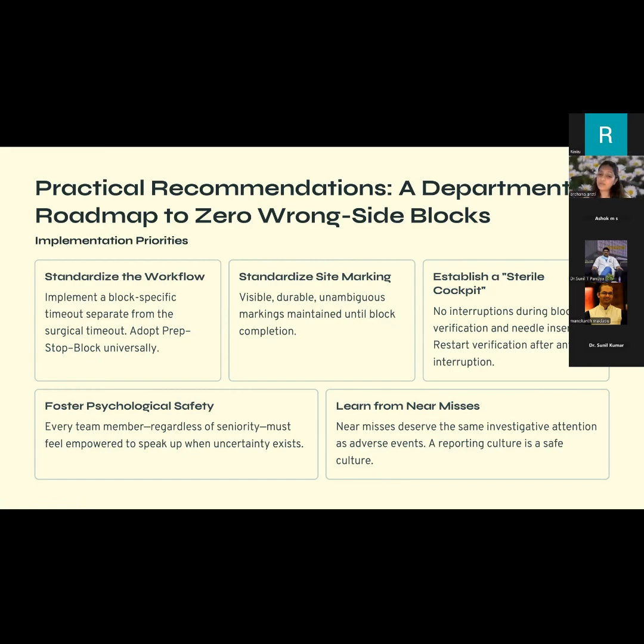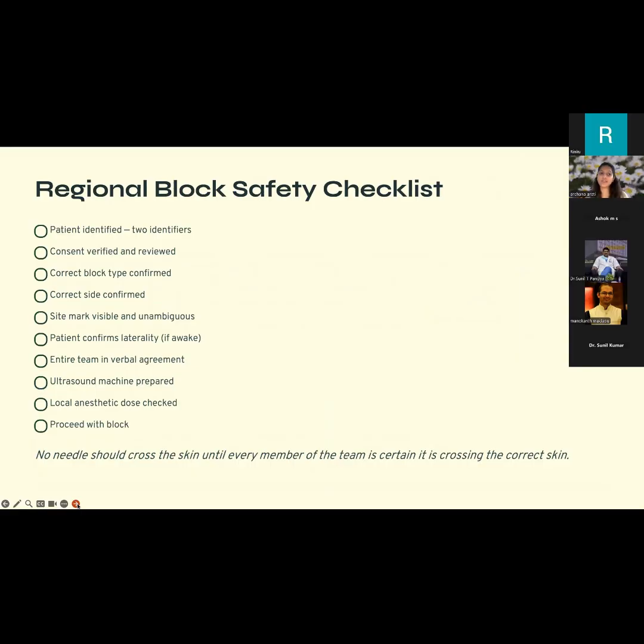So the very most important lesson is to learn from your near miss or anyone else's that you've witnessed. Every single one has to be investigated and noted, and then try to report it, so that you make the reporting culture also a safe and inviting culture wherein all of us are working together to prevent harm. So the block safety checklists, I've shown you already the AORA India one.